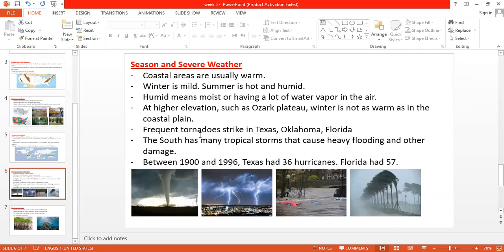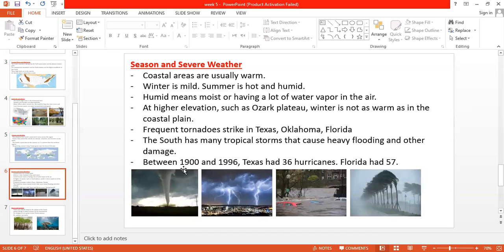Okay, what else about the weather? You know, guys, that there are some natural disasters that happen a lot in the south. Like what? Like tornadoes. Tornadoes strike the south a lot, especially Oklahoma, okay? And Florida also. So it has many tornadoes, and the south has many tropical storms. Tornadoes are a kind of storm or strong winds, okay? So these kinds of storms, of course, cause heavy flooding and other damage. They damage everything around.